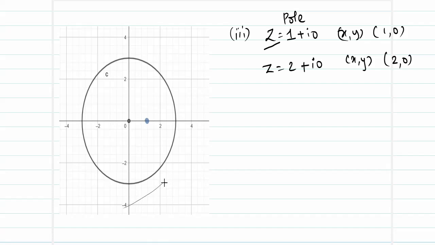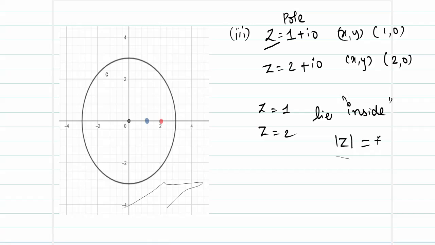Now how about the second point? The second point is going to be 2, 0. Where is 2, 0? We will try to plot this 2, 0 also. 2, 0 is going to be over here. So 2, 0 also lies inside. So we come to the conclusion that both the poles, z is equal to 1 and z is equal to 2, lie inside the given curve mod z is equal to 3.